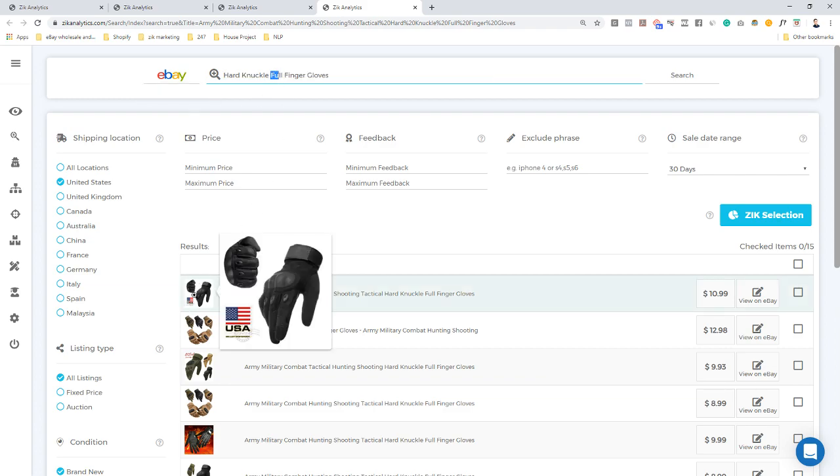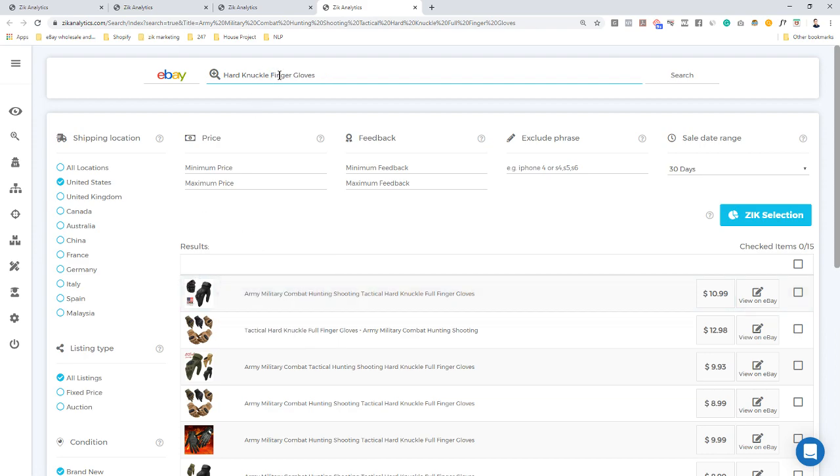This type of product can be used also for bike riders, and I guess in some places the same glove with this strong knuckle is sold as cycling or biking gloves, and you can just take it and sell it for hunting. And this is where you find those opportunities, okay? Let's check it out.